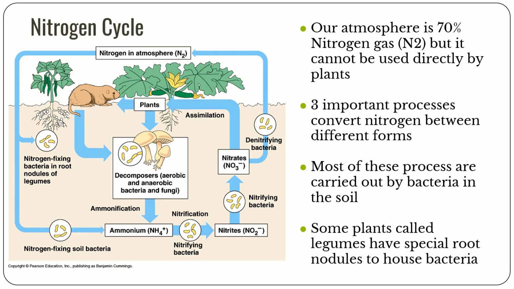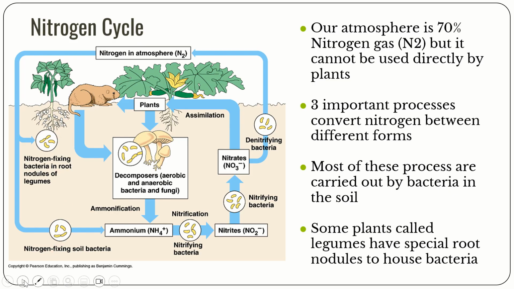There's also some plants called legumes, if we look at this part of the diagram over here. You'll notice on the roots of these plants, they have these extra little nodules. And in these nodules, they will specifically house bacteria to carry out the most important of these processes that we were talking about. So these legumes are really good at capturing nitrogen because they have these homes for these special bacteria.